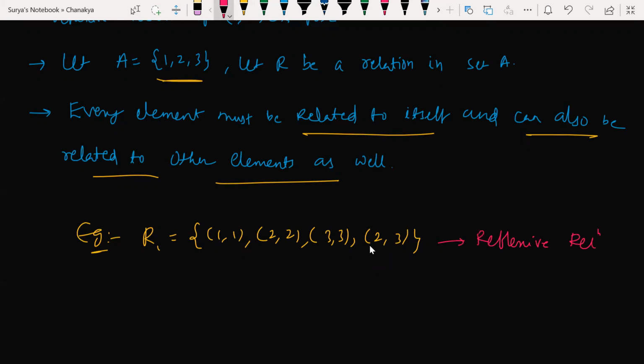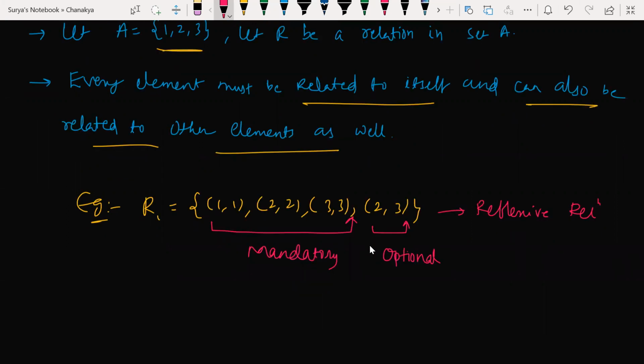Why is it reflexive? Because here, look at this: (1,1), (2,2), (3,3). Yes, this is a mandatory case here. And the other elements may or may not be possible, so this is optional. What is the mandatory case here? Having doublets, having the same elements, is mandatory. Other elements may or may not be there. That type of relation is going to be a reflexive relation.